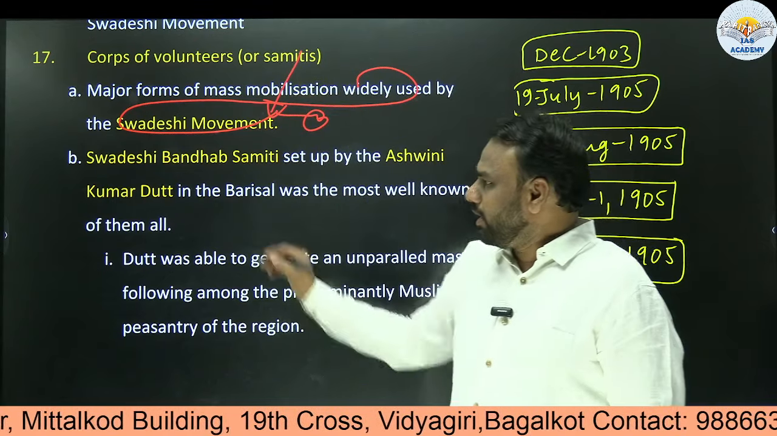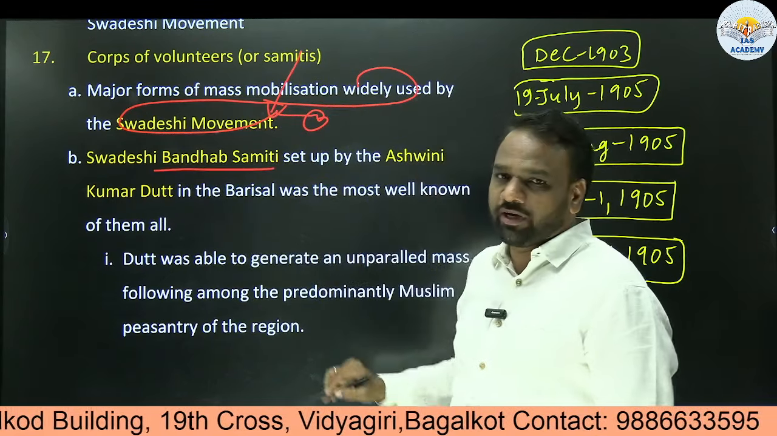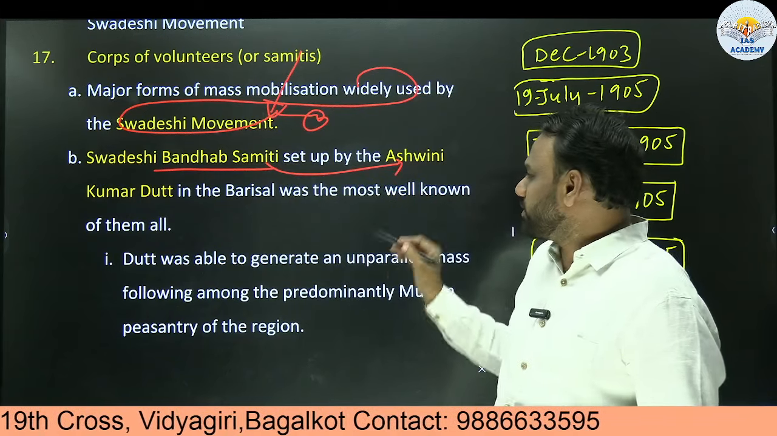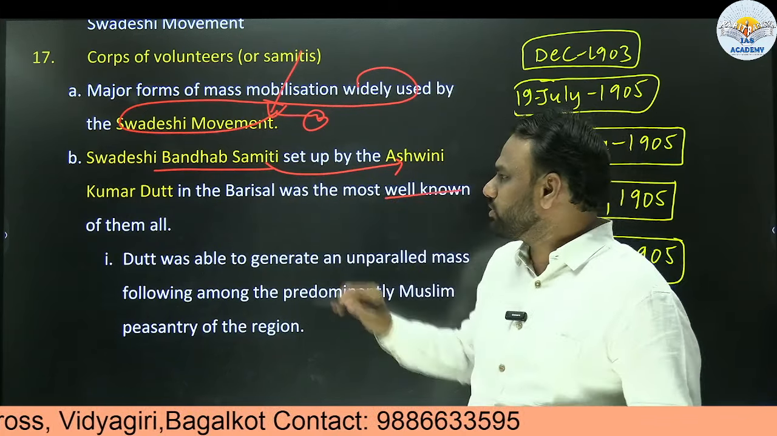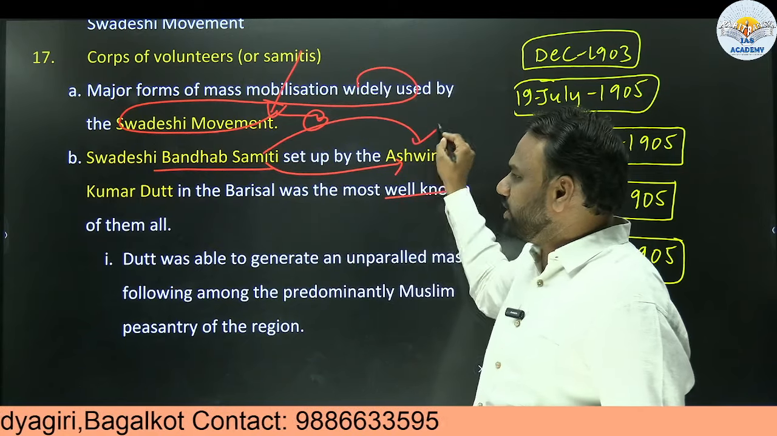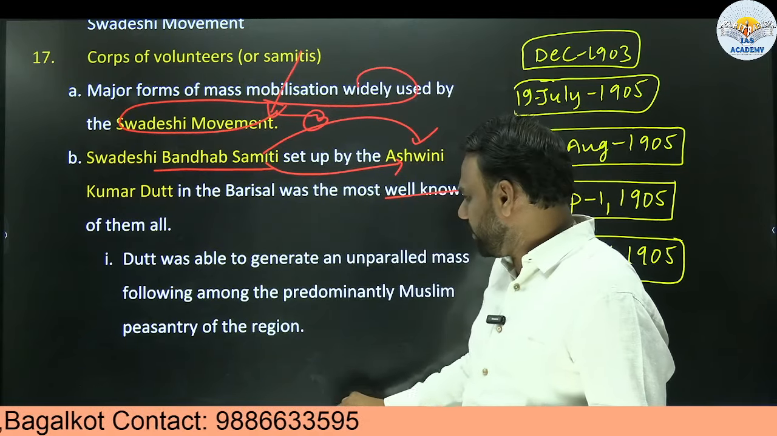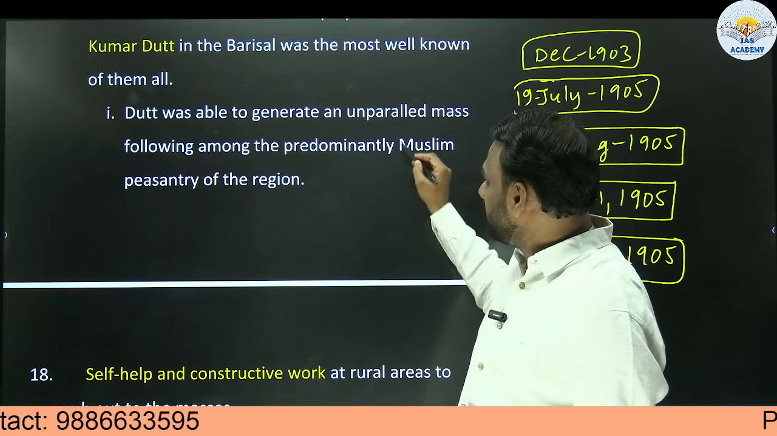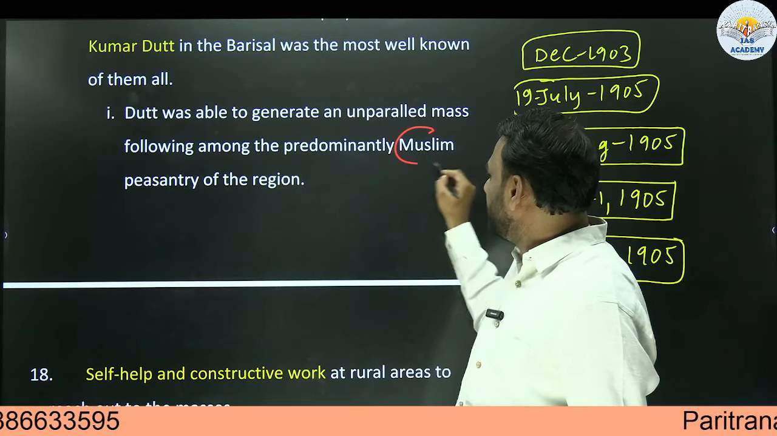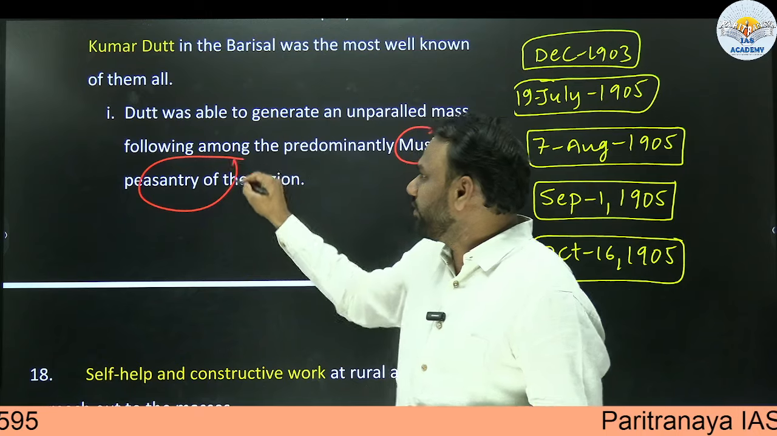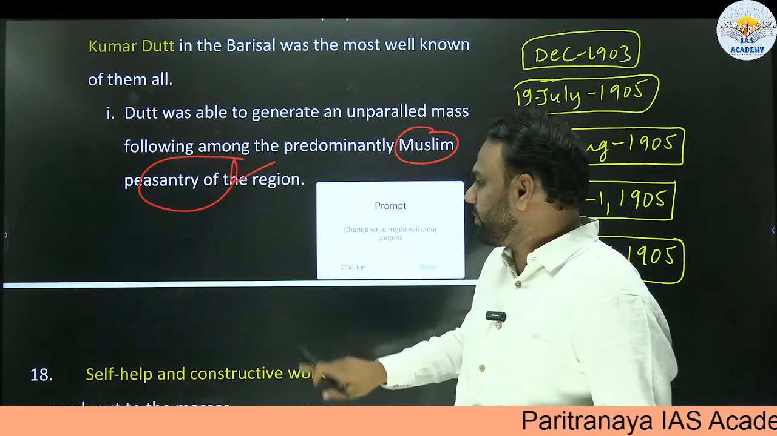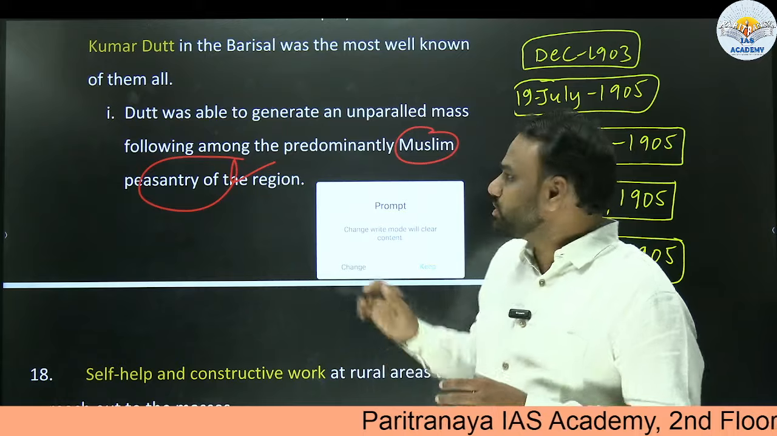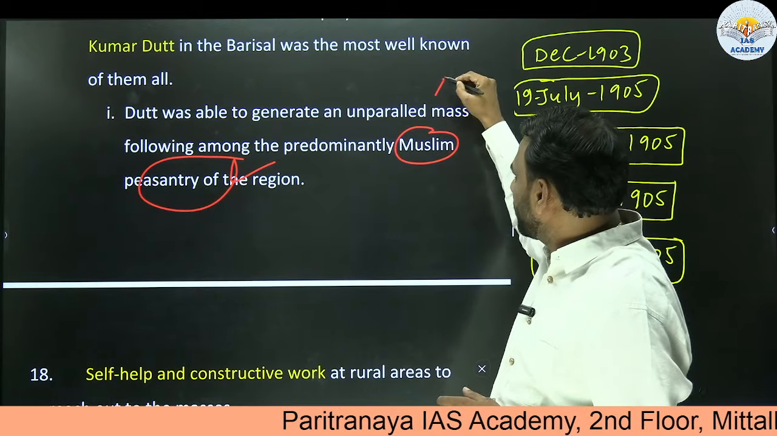Next, Swadeshi Bandhab Samiti, important. We need to know who set it up. Ashwin Kumar Dutt in Barisal was the most well known among them all. So the important information is that Swadeshi Bandhab Samiti was set up by Ashwin Kumar Dutt. Dutt was able to generate an unparalleled mass following among the predominantly Muslim peasantry of the region. Very important. Through his Swadeshi Bandhab Samiti, Ashwin Kumar Dutt was able to mobilize the Muslim peasantry. This point is also very important.